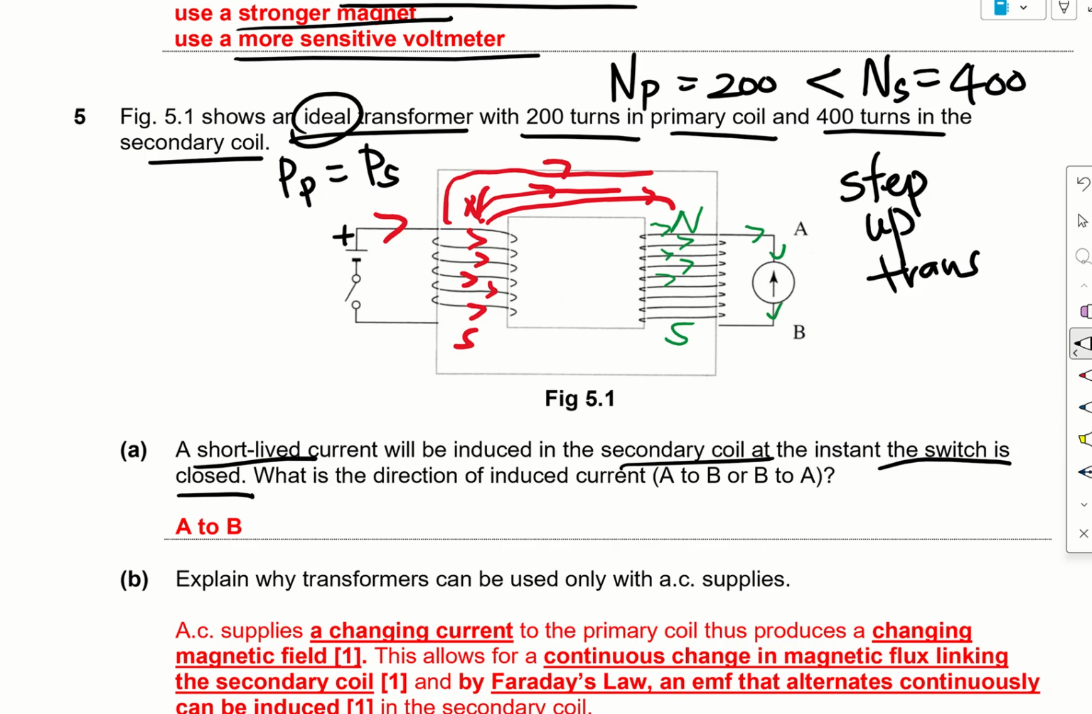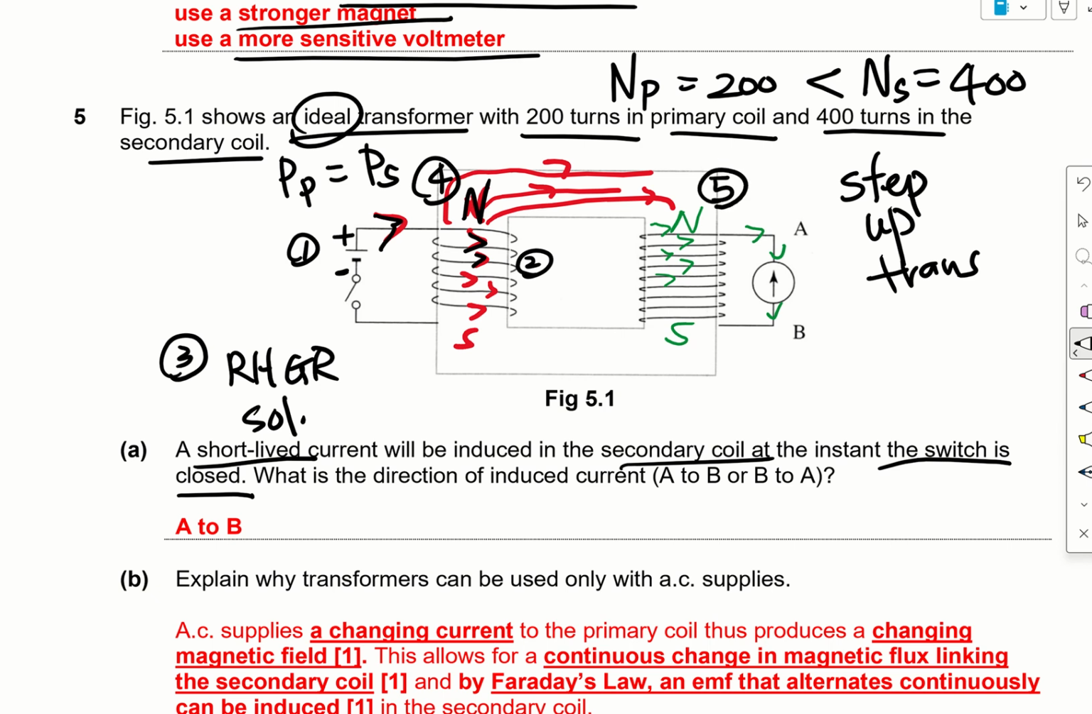Because this is positive, this is negative, current flows here, right? So this is step 1, this is step 2, you have to draw this current, and then step 3 is to apply your right hand grip rule for solenoid, and your north is here, step 4, and then Lenz's law, step 5, it will be a north here, Lenz's law.